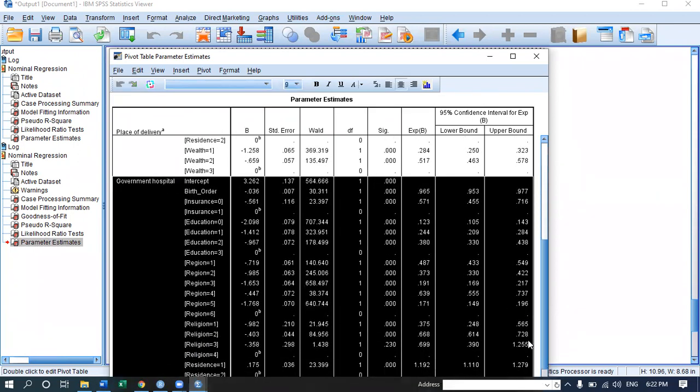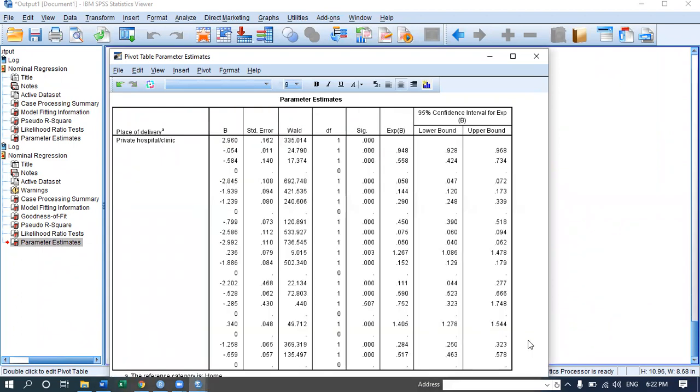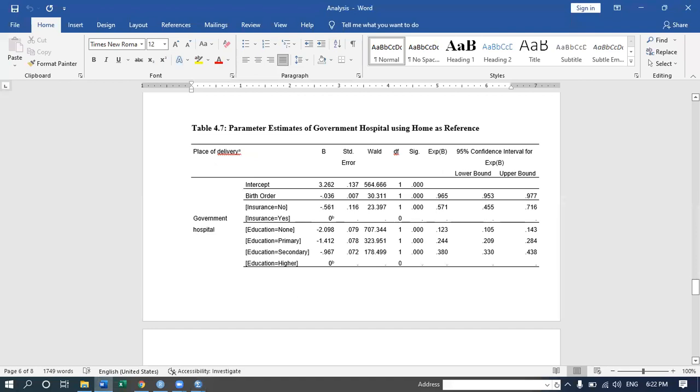You highlight and delete. Now, if you want to get it for government, you copy and paste to your Word. Then you repeat the same analysis so that you can get the table that will contain both private and government hospital. Then you highlight private and delete. So that's how I was able to get both tables. I was able to split both tables.